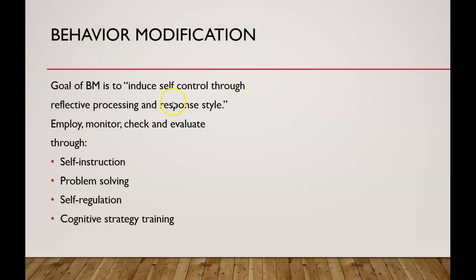Another tool is behavior modification, and the goal of behavior modification for auditory processing is to induce self-control through reflective processing and response style. Behavior modification is really good for older kids, but not so much for younger kids who may not even know what a problem is or how to solve it. Really, kindergarten, first and second grade don't have the cognitive ability to self-regulate. So behavior modification is something that we could use for older kids and even adults, but not with younger kids.